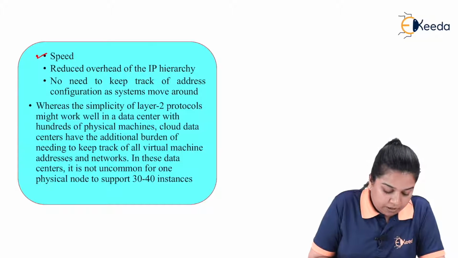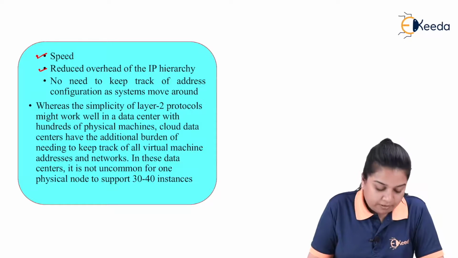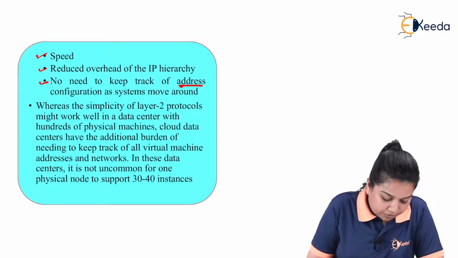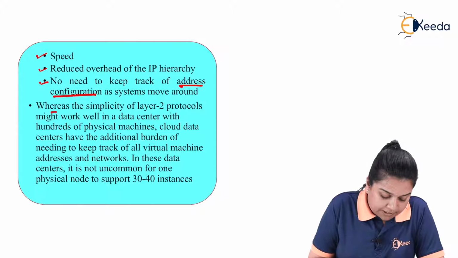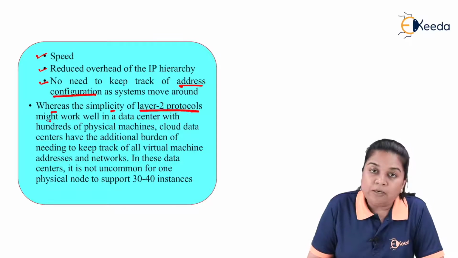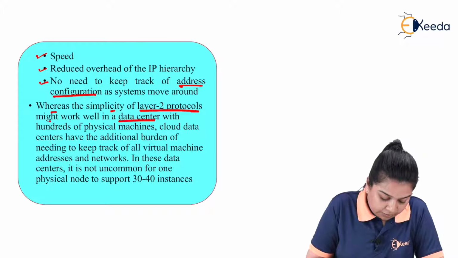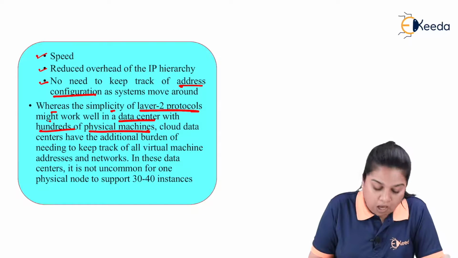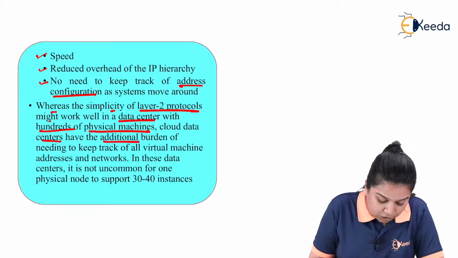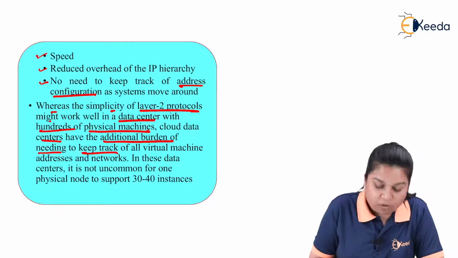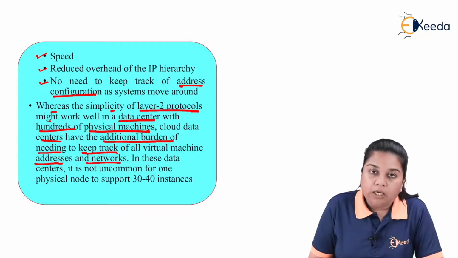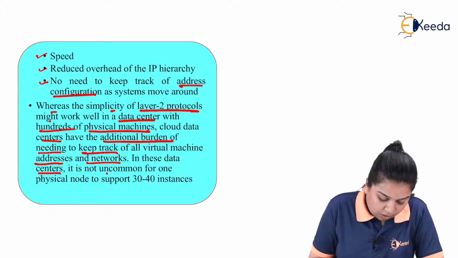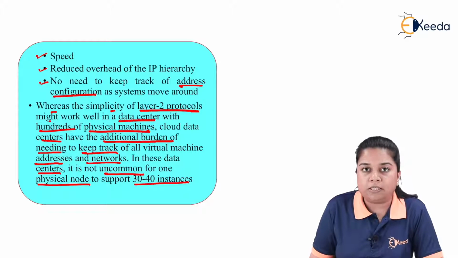Then speed, reduced overhead of IP hierarchy, no need to keep track of address configuration as a system moves around. Whereas the simplicity of L2 protocols might work well in a data center with hundreds of physical machines, cloud data centers have the additional burden of needing to keep track of all the virtual machines, addresses and networks. In these data centers, it is not uncommon for one physical node to support 30 to 40 instances.